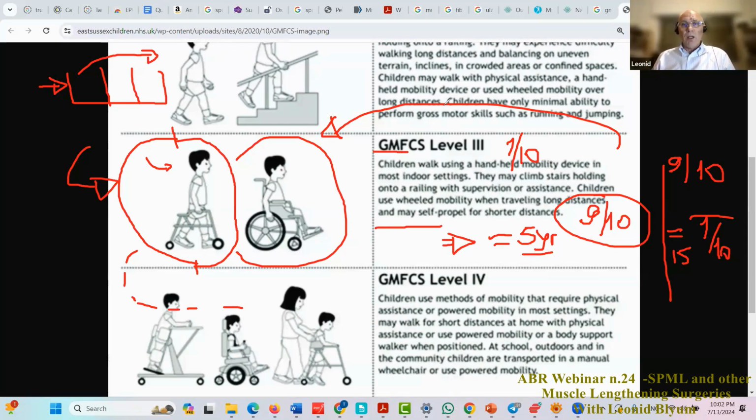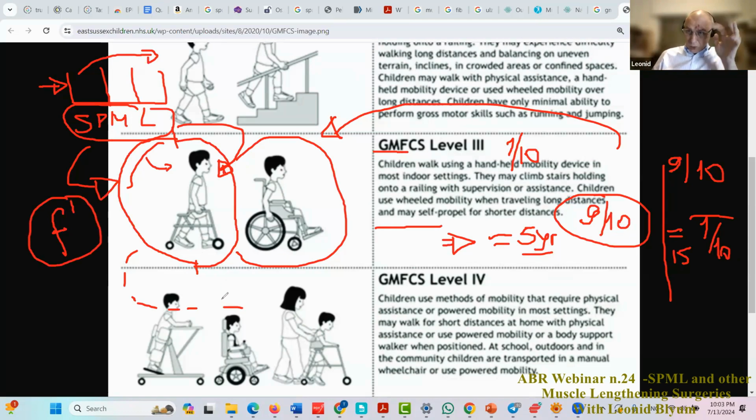So that's level 3. And again, the SPML and similar types of surgeries here, their logic revolves around the same thing: how to get the child into this functional type of activity and try to keep them there as long as possible. Now, statistically, that's what we have to acknowledge, that in the long run, it doesn't work.